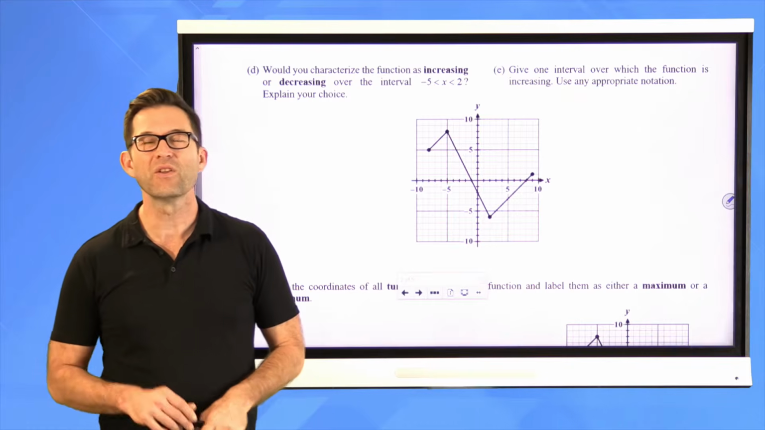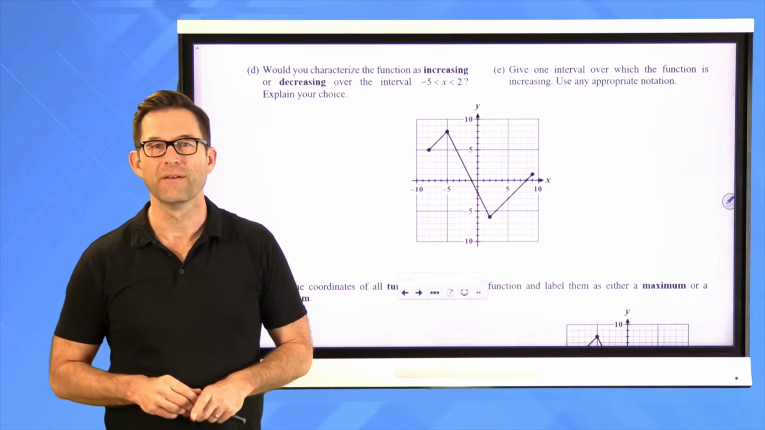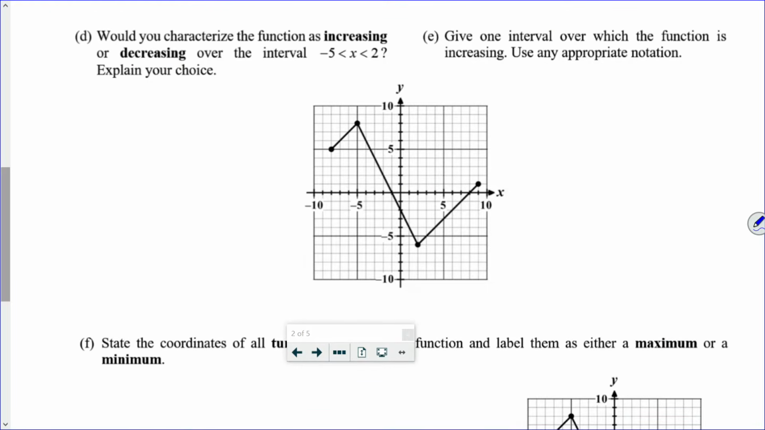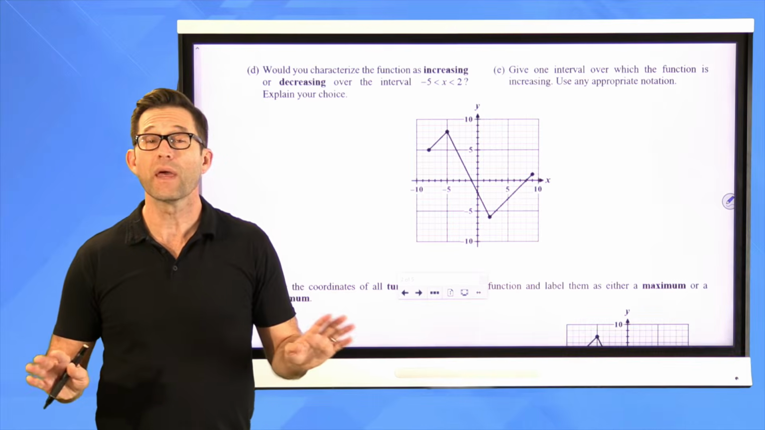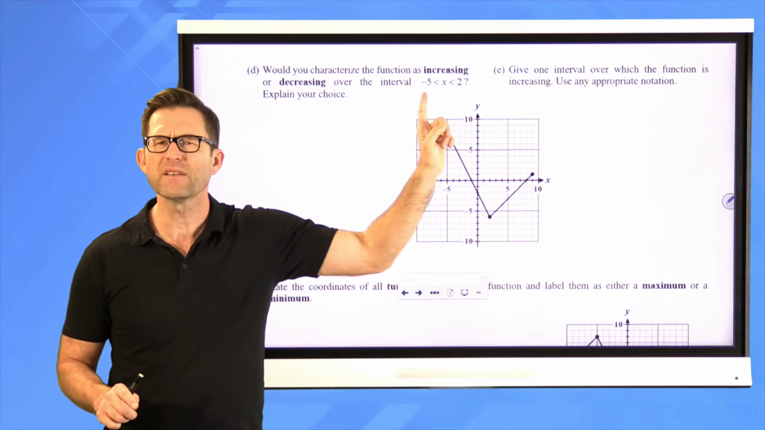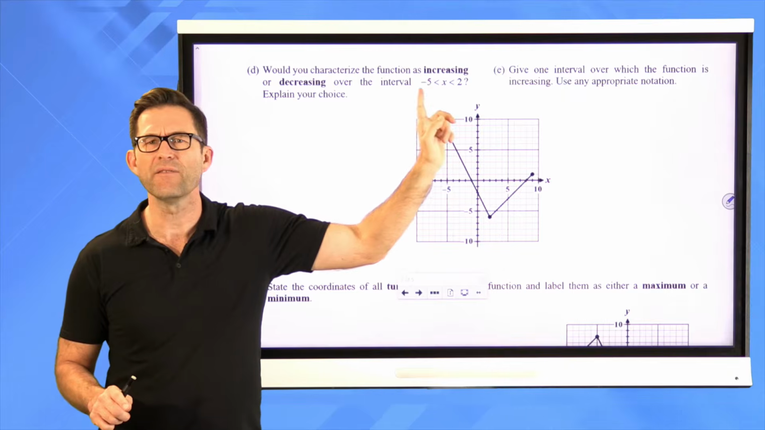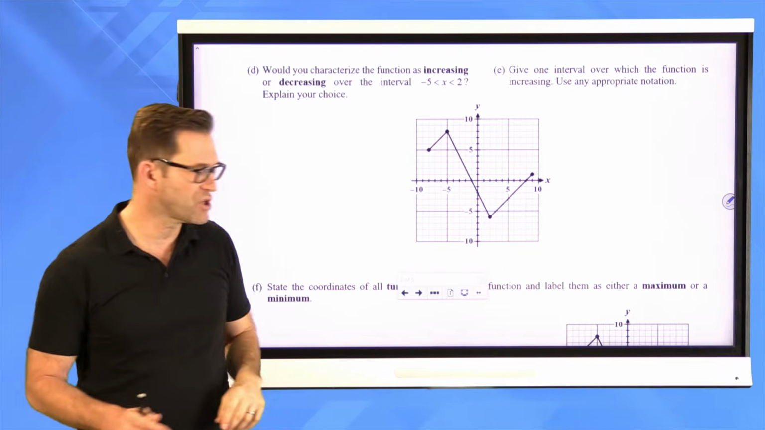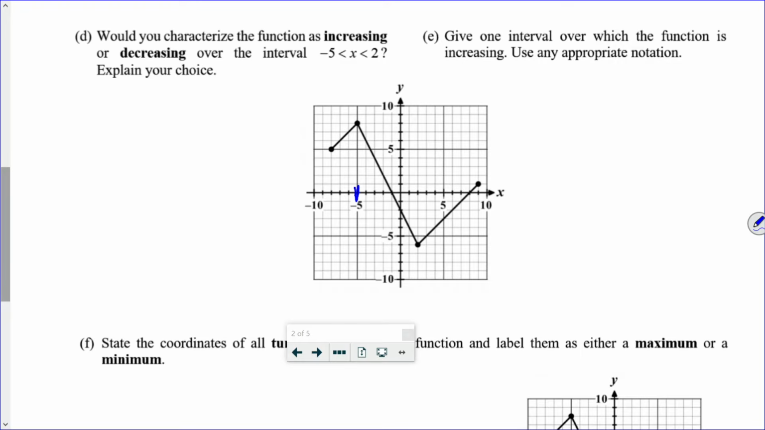All right, let's take a look at increasing, decreasing, letter D. Would you characterize the function as increasing or decreasing over the interval -5 is less than x, which is less than 2? Explain your choice. Okay, so again, let's make sure that we just understand this domain interval, right? Basically just saying as x goes from -5 to 2, is the function increasing or decreasing? So from here to here, from this point to this point.